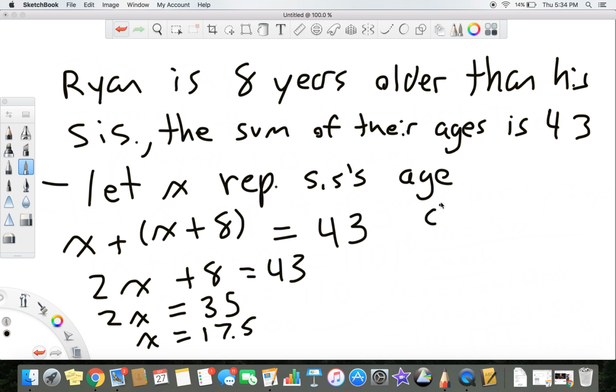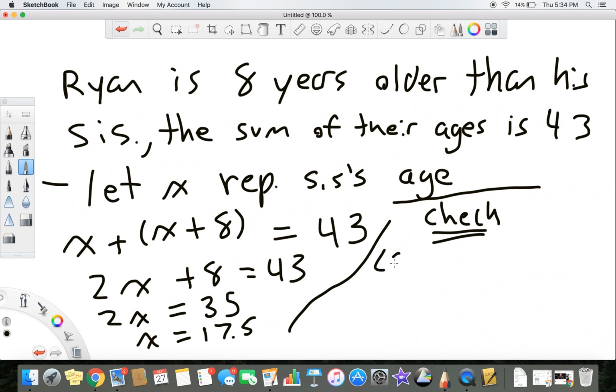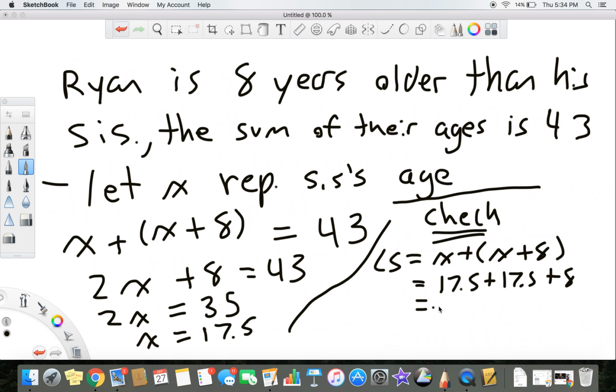So let's check. So the left side of the equation is equal to x plus x plus 8. It's going to be 17.5 plus 17.5 plus 8. We know that 17.5 plus 17.5 is 35, plus 8, that's 43. That's our right side. And 43, what do you know? Left side equals right side. So we're correct.